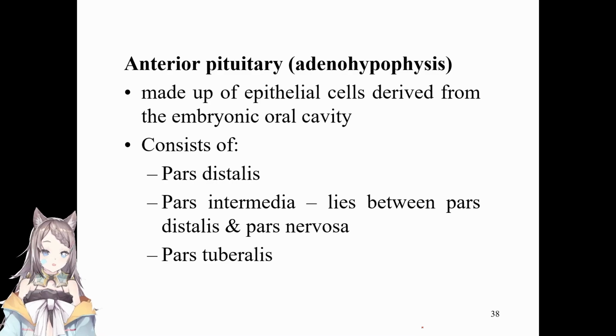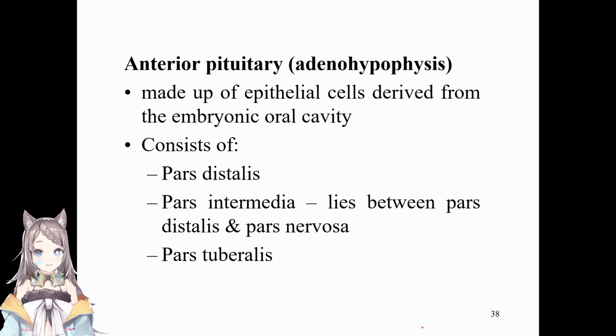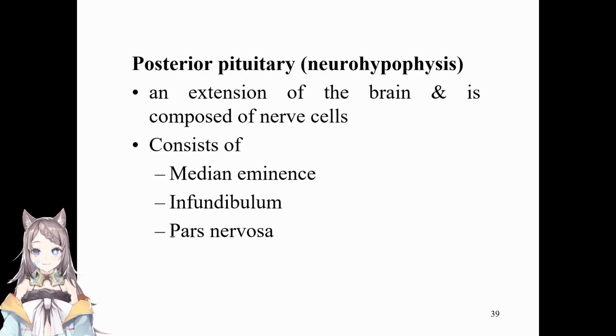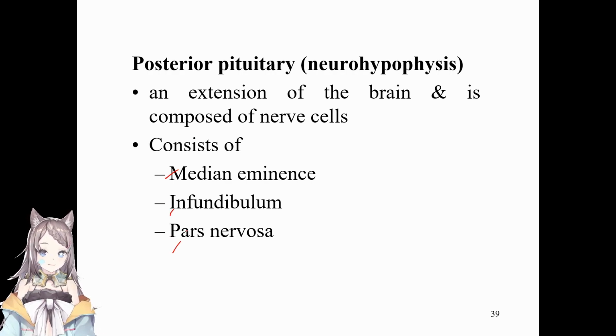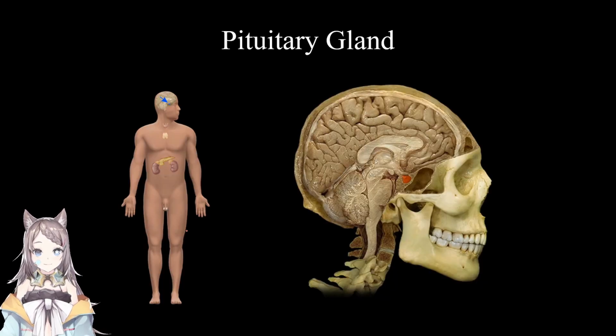Your anterior pituitary, or adenohypophysis, is made out of epithelial cells derived from the embryonic oral cavity. It consists of these parts right here. Your posterior pituitary, on the other hand, is an extension of the brain and is composed of nerve cells. This consists of these parts here. Okay, so your pituitary gland is very small.